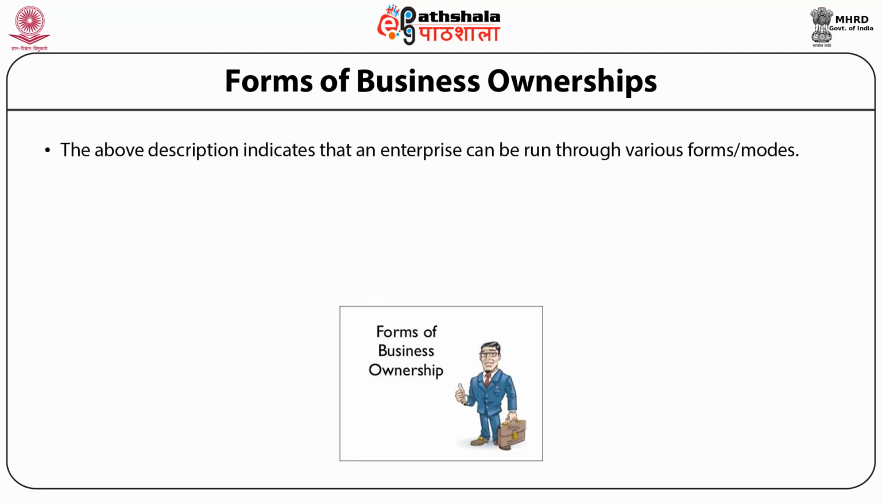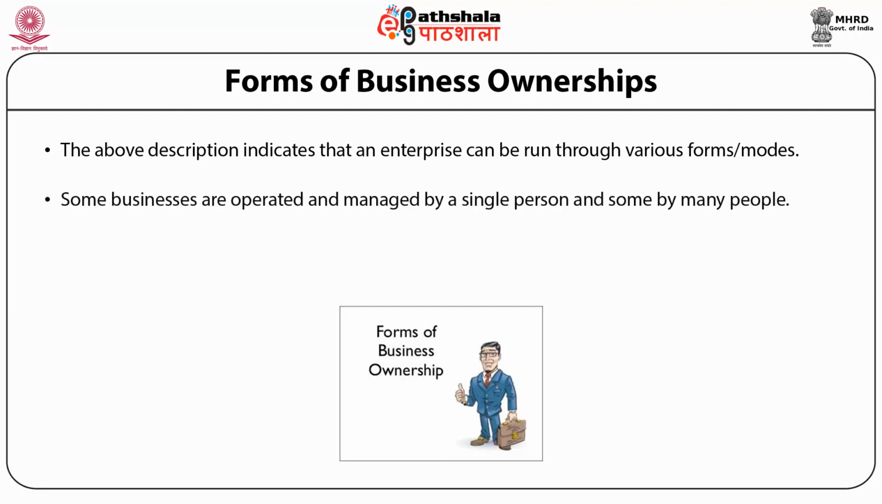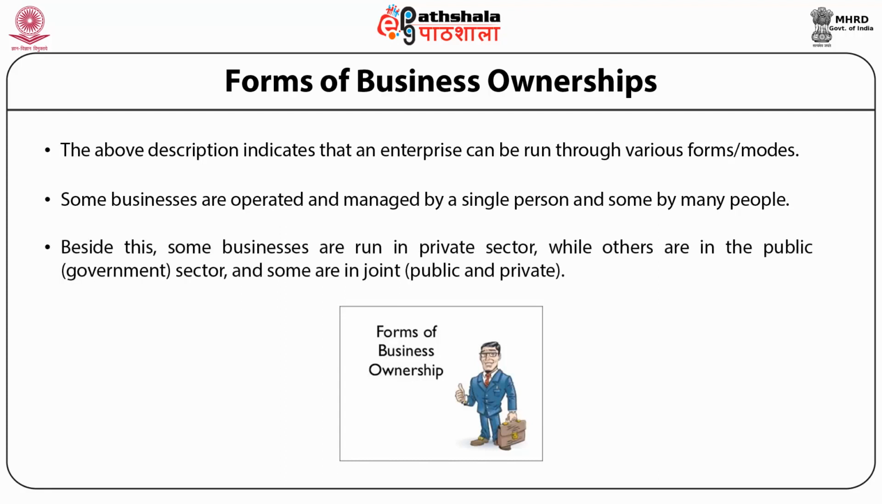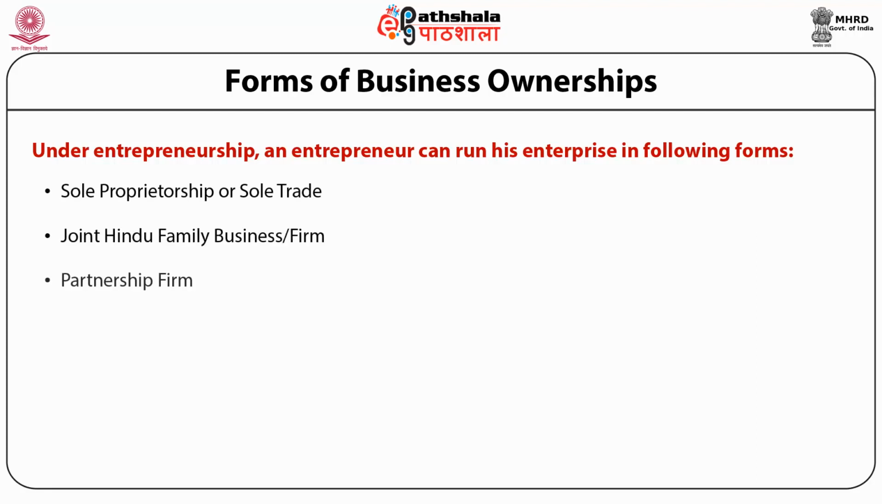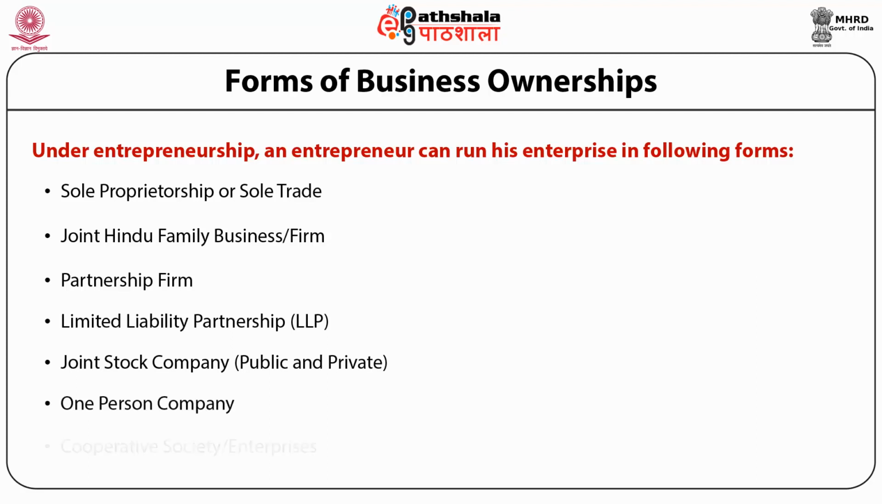Forms of business ownerships. The above description indicates that an enterprise can be run through various forms or modes. Some businesses are operated and managed by a single person and some by many people. Besides this, some businesses are run in the private sector while others are in the public sector, and some are joint, both public and private. Under entrepreneurship, an entrepreneur can run his enterprise in the following forms: sole proprietorship or sole trade, joint Hindu family business, partnership firm, limited liability partnership, joint stock company, one person company, and cooperative society.